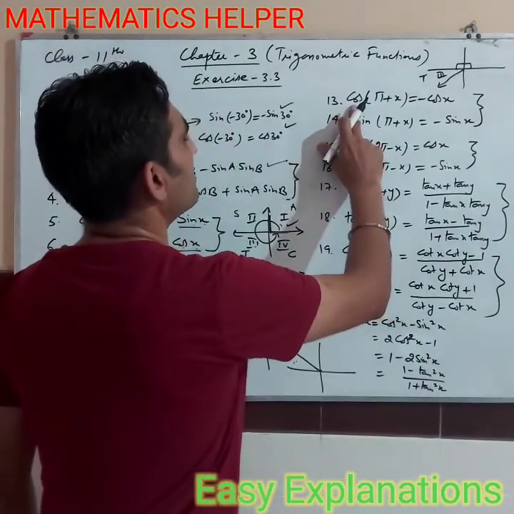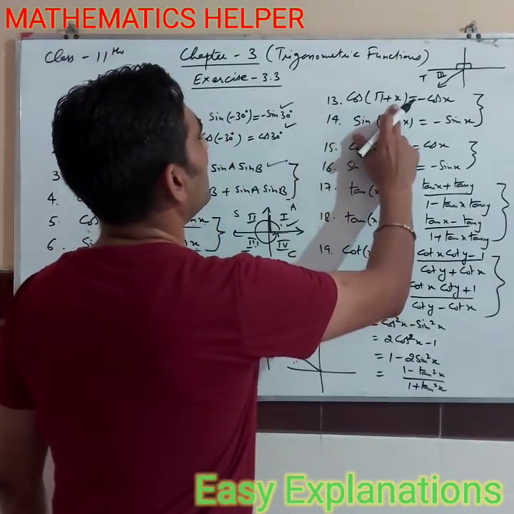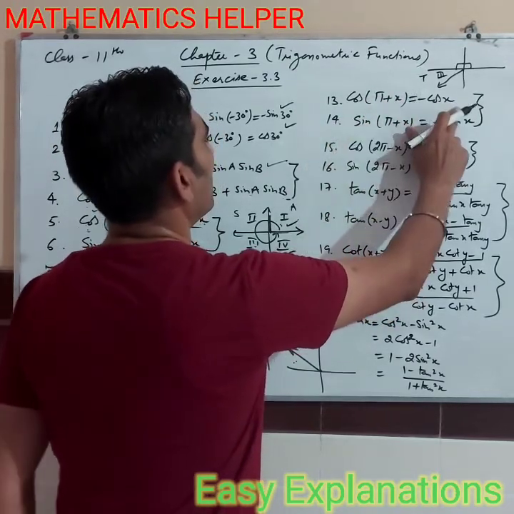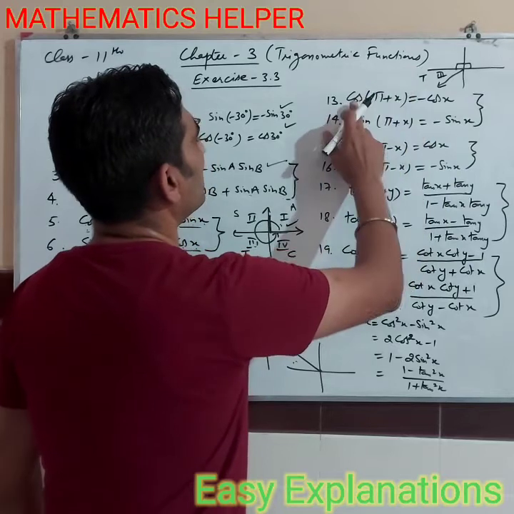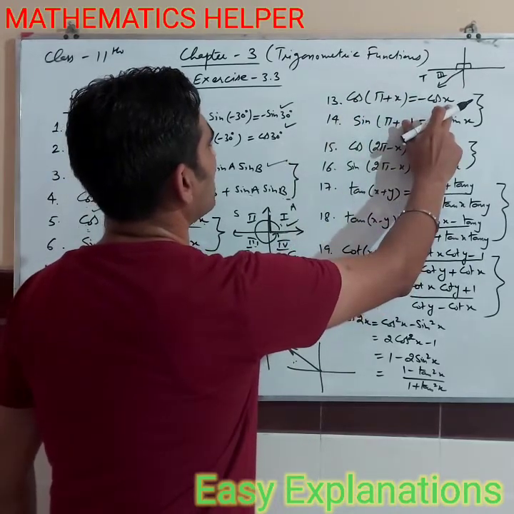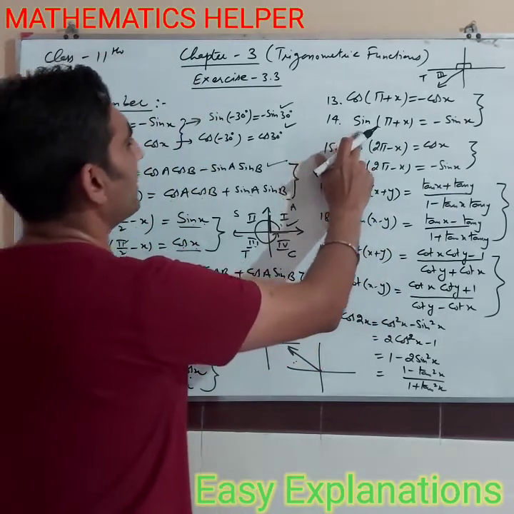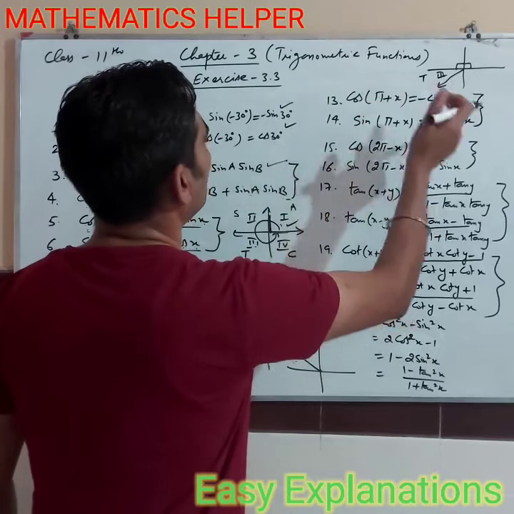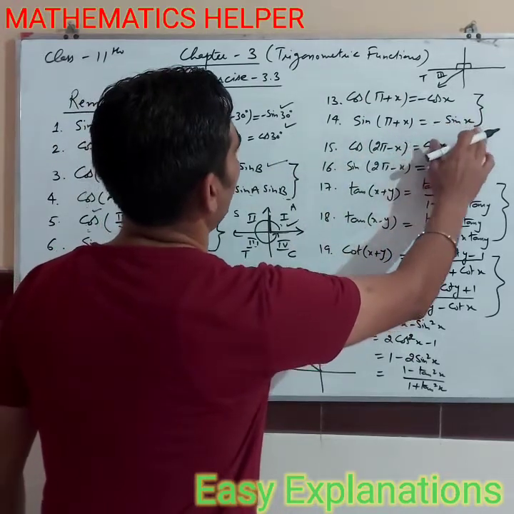So cos 180 plus x. Because of pi, cos will remain cos and x along with it. When you leave pi, you have to think about the sign. Cos in the third quadrant is negative, so it is negative cos x. Similarly, we can mark for sine. Sine 180 plus x in the third quadrant. In third, sine is negative, so it is minus sine x.